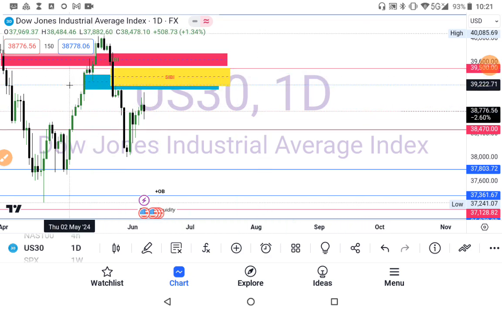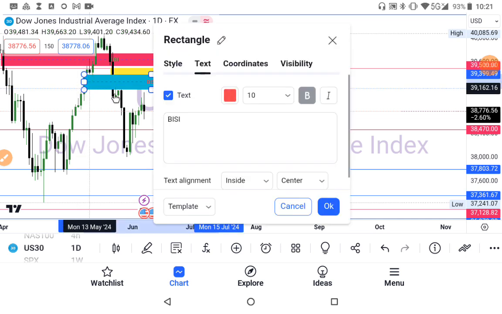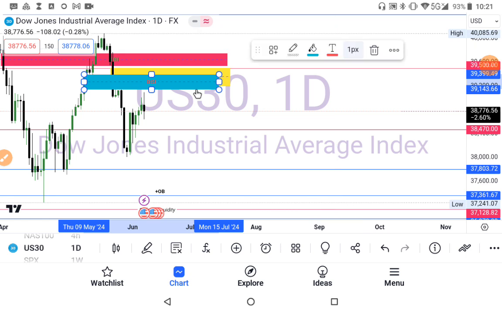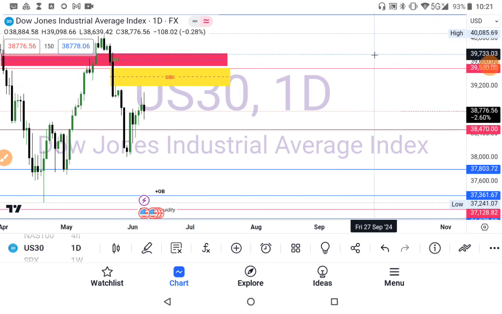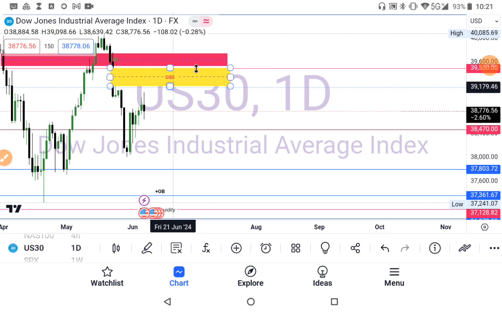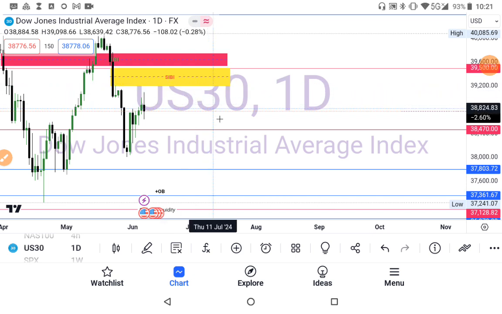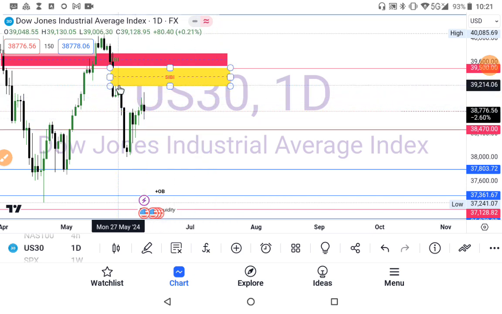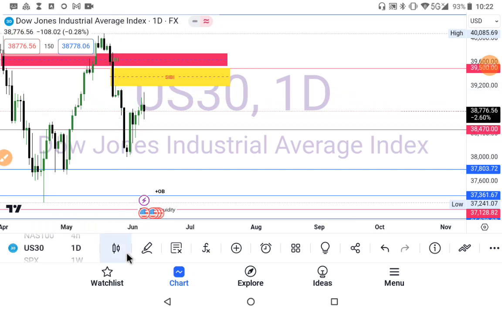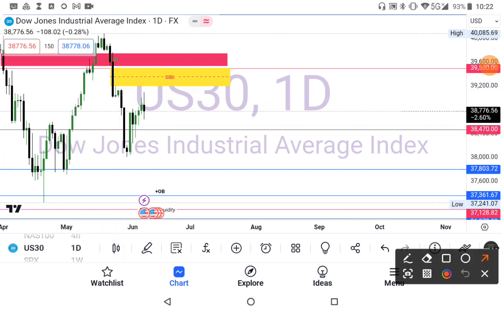Okay, let me take this off. So I'll be interested in the market visiting this CB, and that will be around 39,200. So let me go for 39,200 because this high here will definitely be challenged. So I'll be going for 39,200 the coming week.